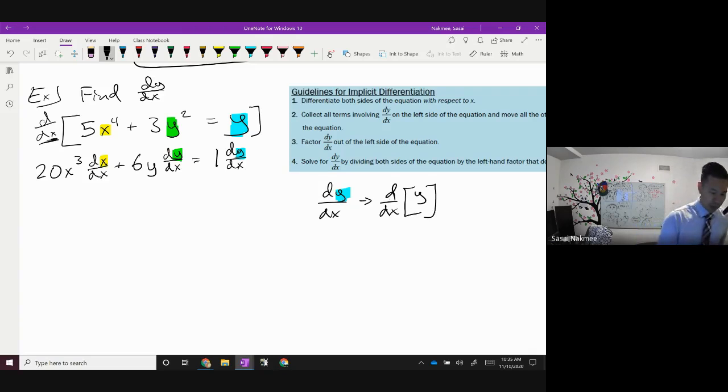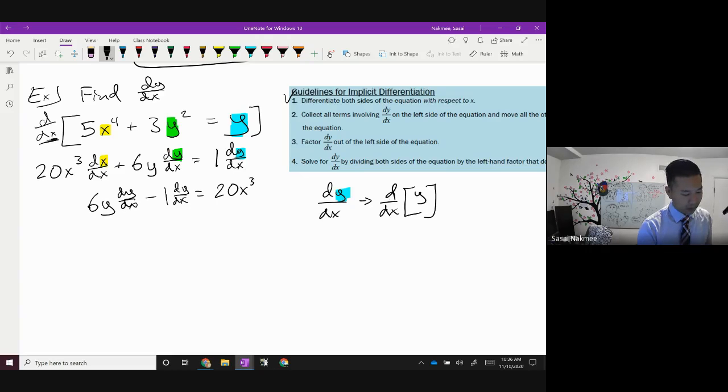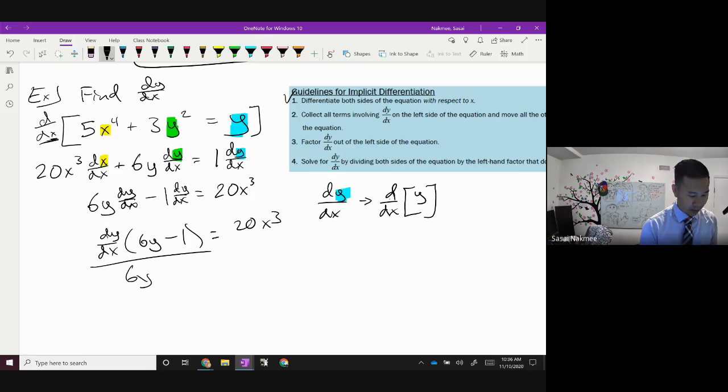Okay, so that's step 1, differentiate both sides. Step 2, get all the things that have dy dx on one side and all the things that don't have a dy dx on the other side. So 6y dy dx, that's good. I'm going to leave it on the left-hand side. I'm going to subtract the 1 over because that 1 has a dy dx with it. And then I'm going to move the 20x cubed to the other side. Of course, it's supposed to be 20x cubed dx dx, but the dx cancels out. Factor out the dy dx. I'm left with 6y minus 1 is equal to 20x cubed. Divide both sides by that 6y minus 1, and then you are done with this.